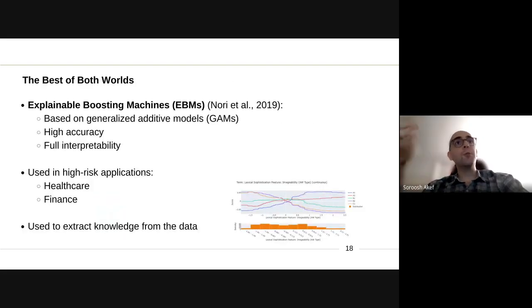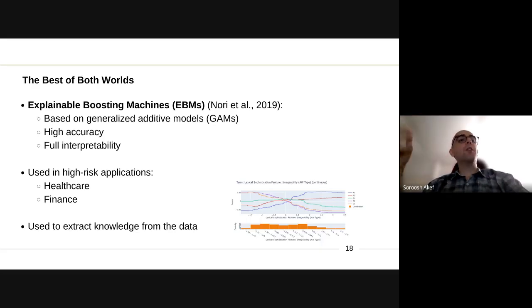Thankfully, due to recent algorithmic advances, we now have the best of both worlds. We have what are called explainable boosting machines, which are machine learning models based on statistical generalized additive models. They are both highly accurate and fully interpretable. They allow us to plot diagrams that show exactly how each feature contributed to predicting the proficiency of the text.